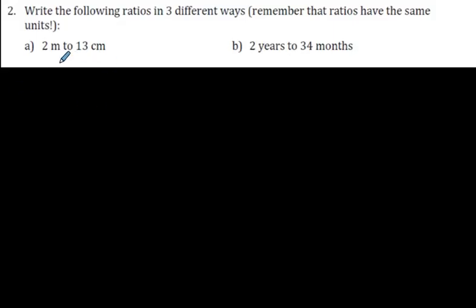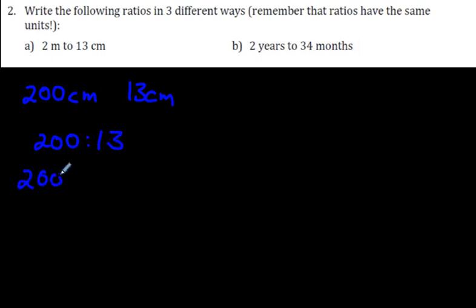Write the following ratios in three different ways. Remember that ratios have the same units. So what we're going to do here is change meters to centimeters, and then we'll have the same units. I think that will be the easiest. So I'm going to change 2 meters to 200 centimeters. And again, that's another video if you want to know how to change meters to centimeters. And it's to 13 centimeters. So it'd be 200 to 13. That's the most common way to write it. We could write 200 to 13, or 200 over 13 as a fraction.